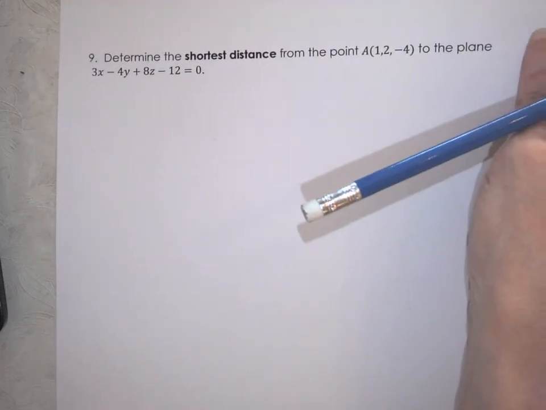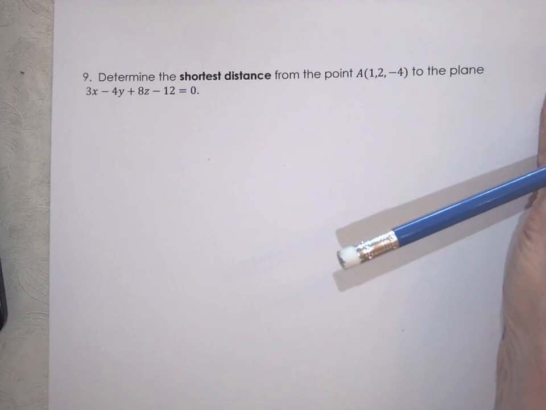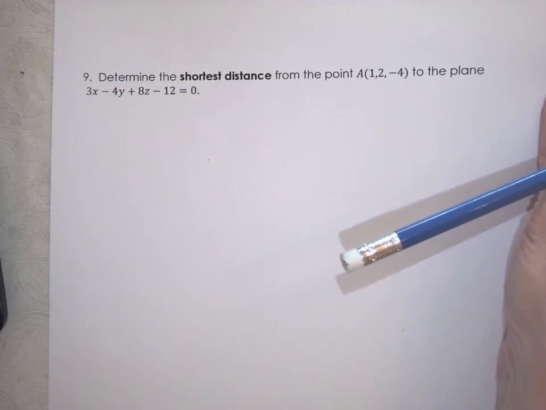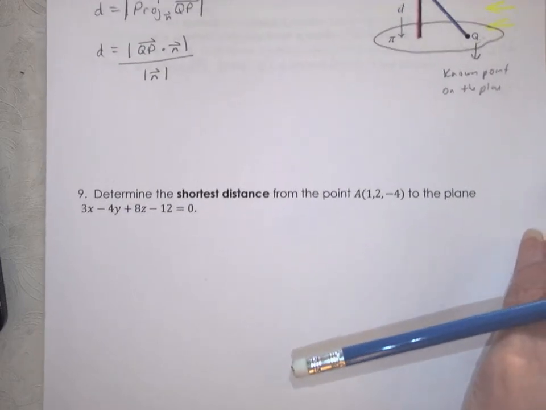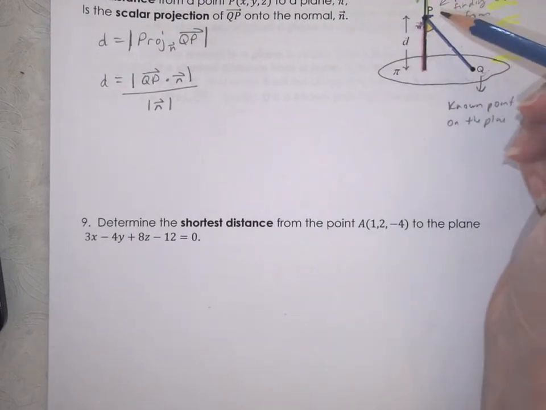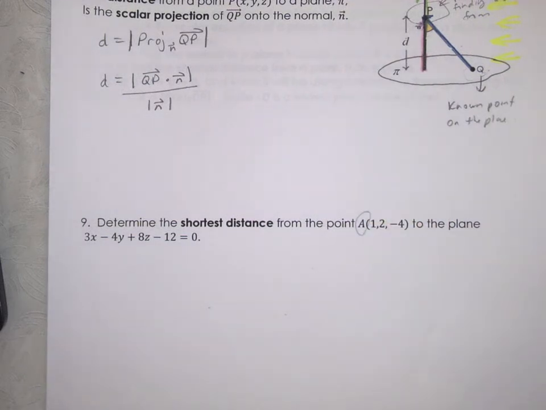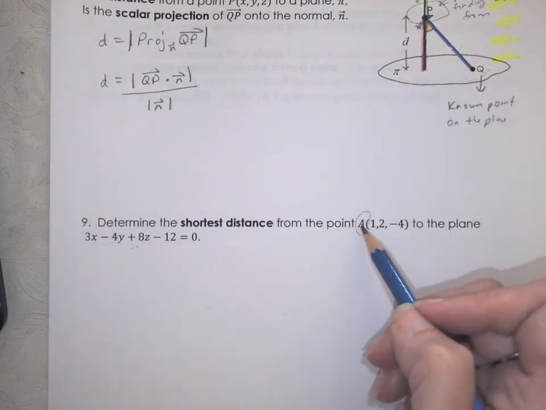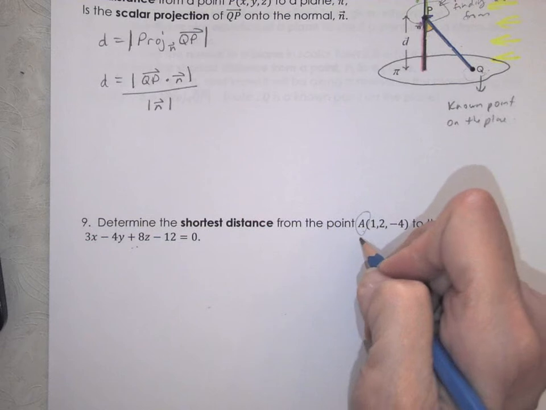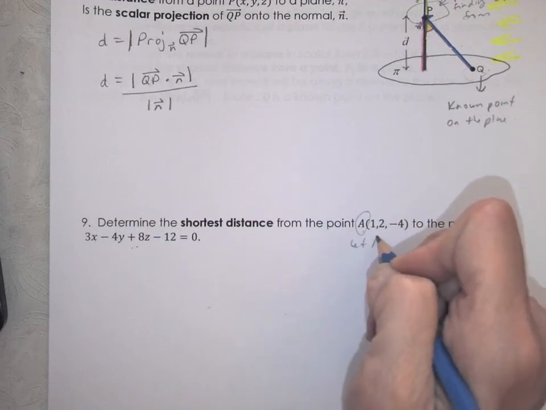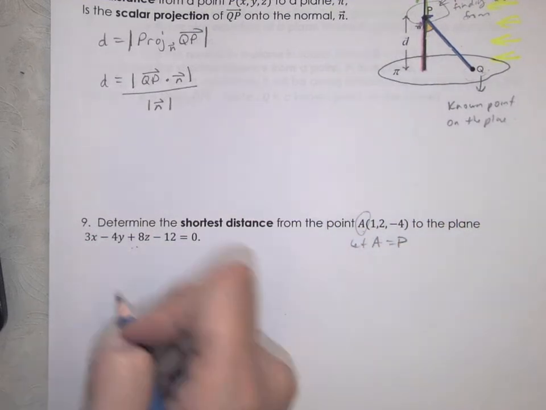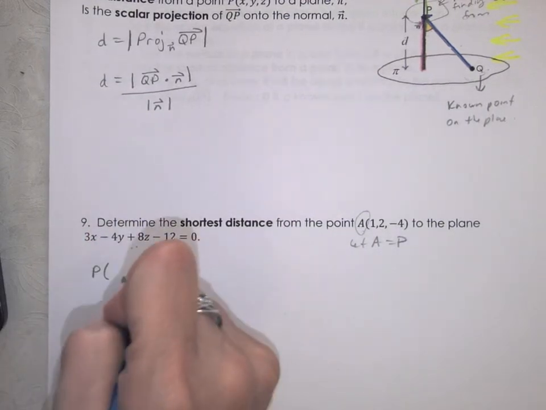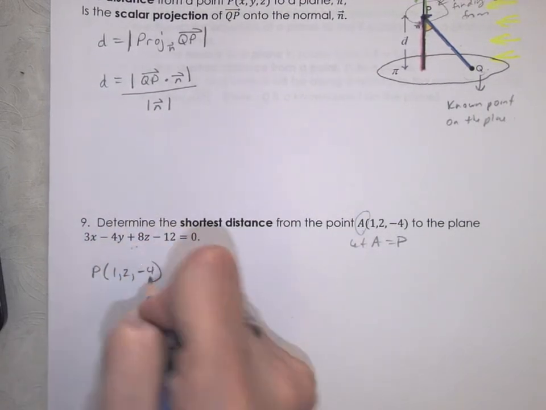So here's an example. Determine the shortest distance from the point A, 1, 2, negative 4 to the plane 3x minus 4y plus 8z minus 12 equals 0. So we've got this situation here where this point is like our point A. We're trying to find how far this point is from this plane. So our point P that we're finding the distance from is point A, really, 1, 2, and negative 4.